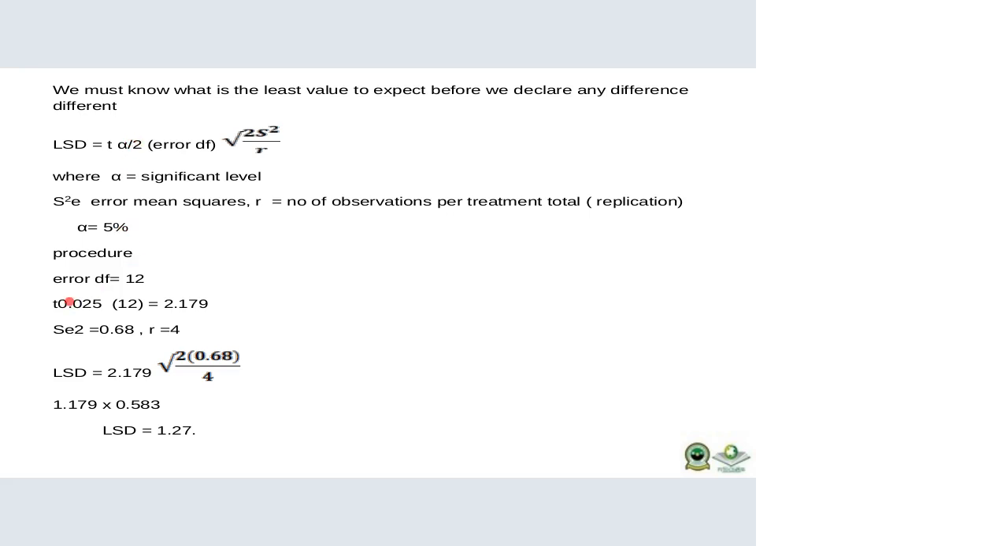Now, t 0.025: if you divide alpha 0.05 by 2, you get 0.025, plus the error degree of freedom. If you get this value under 12, what you get is 2.179. This has been obtained. Then we'll substitute 2 into 0.68. 0.68 is the error mean square.